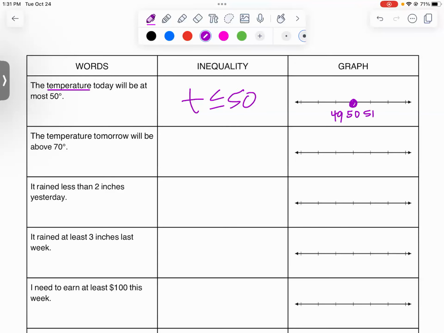So yes, I heard somebody say a closed circle. And which way do we go, left or right? To the left, to the left.